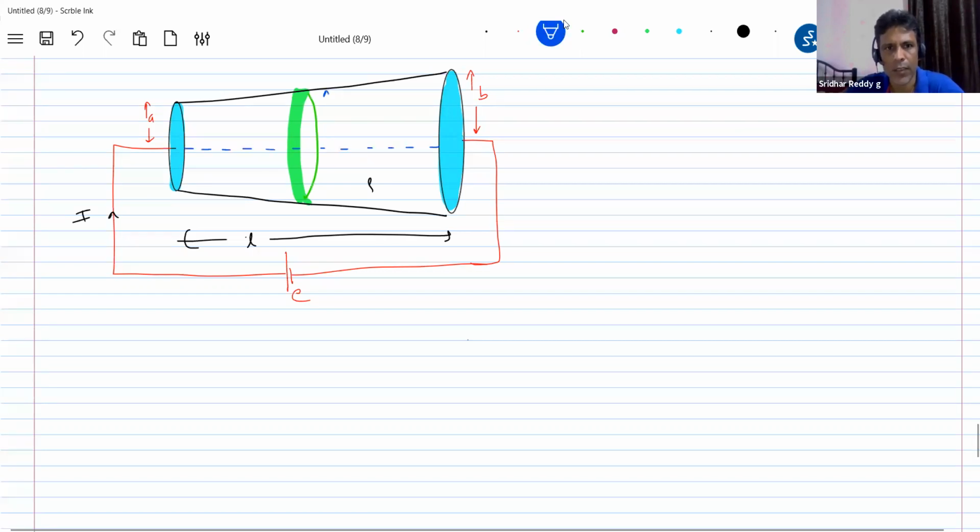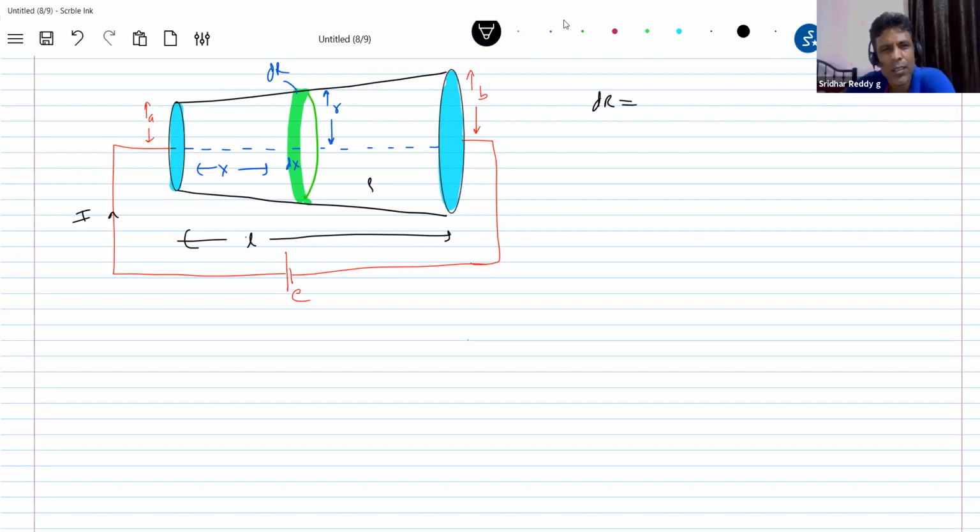The radius of this, let it be r. Thickness of this, let it be dx. Let it be at a distance x, I'll assume. Then what is the resistance of this small element? Let it be dr. So how to define it? Now you can ask questions. Why did you assume a thin disk?